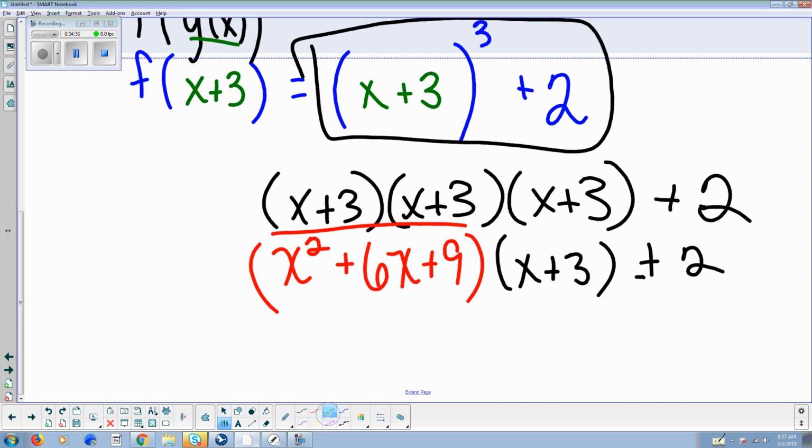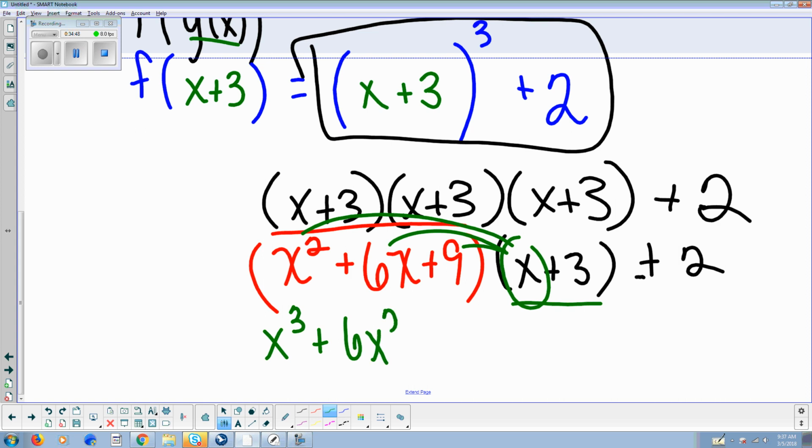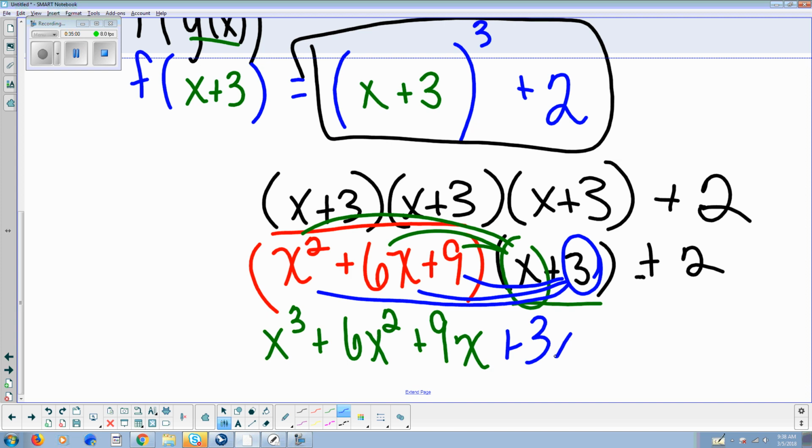Next, I will take this x plus 3, and I will distribute the x back to each of those terms of the trinomial. So that gives me x cubed plus 6x squared plus 9x. Then I will distribute the 3 back to each term of the trinomial. That gives me plus 3x squared plus 18x plus 27, and I still have this little lonesome plus 2.